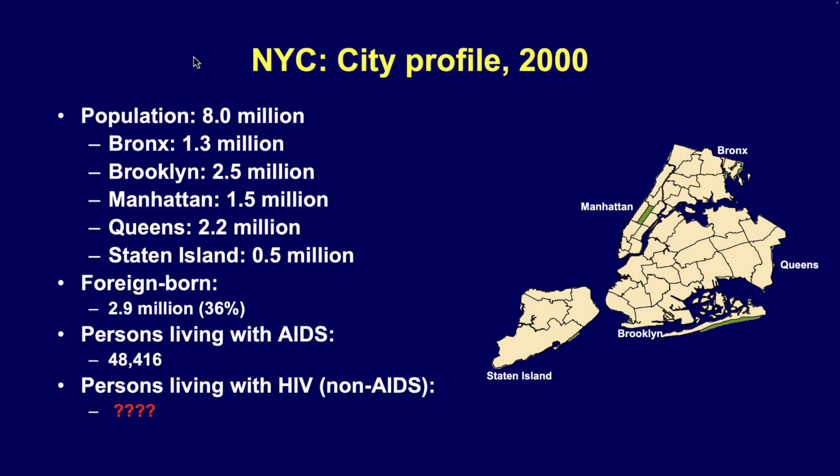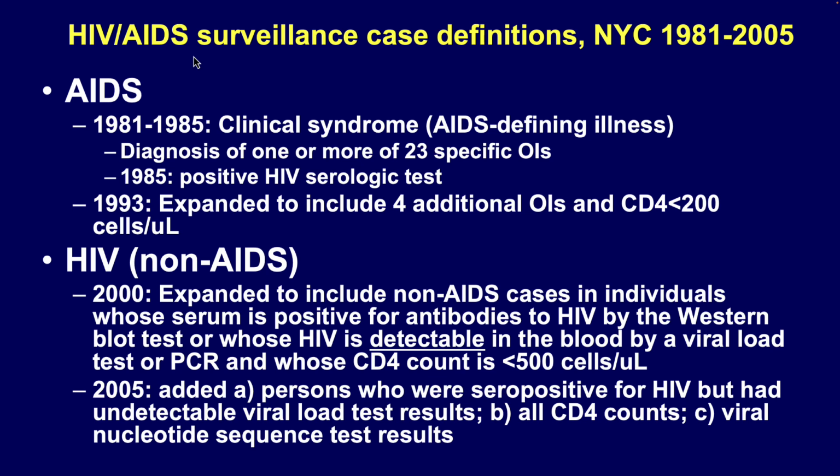We were developing and about to implement a new surveillance system with an expanded case definition that would track HIV non-AIDS diagnoses in addition to AIDS diagnoses. And this slide shows how the HIV/AIDS surveillance case definition expanded in New York City, going back to 1981. From 1981 to 1993, AIDS case surveillance really included a clinical case definition for AIDS-defining illness with a positive serologic test added to the case definition in 1985 when that became available.